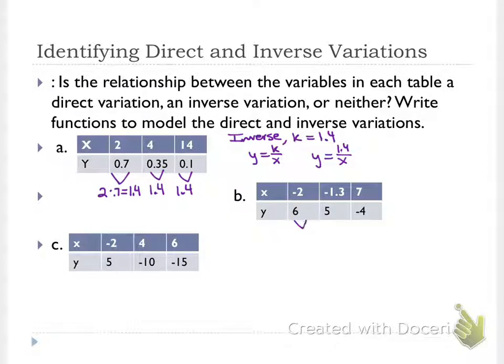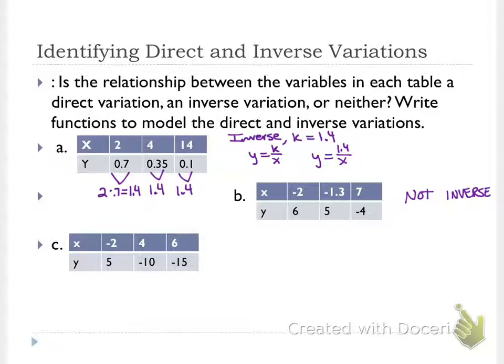Here, again, I'm going to try direct or inverse variation. Negative 2 times 6 is negative 12. Negative 1.3 times 5 is negative 6.5. These are not equal, so it is not inverse. I'm going to get rid of all this and try direct.